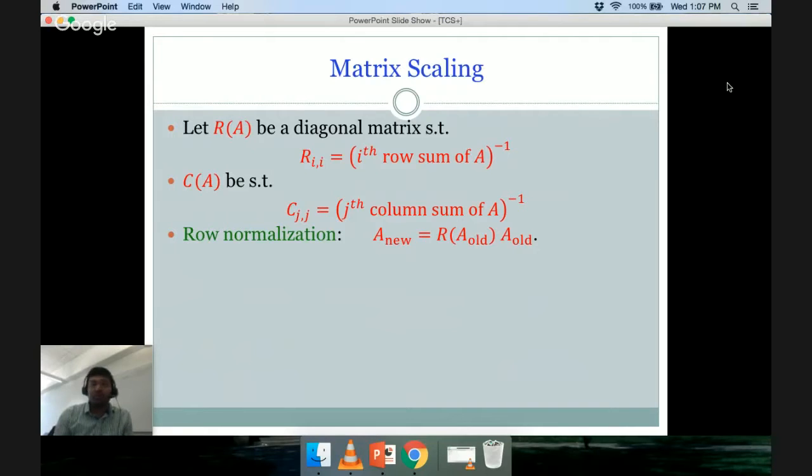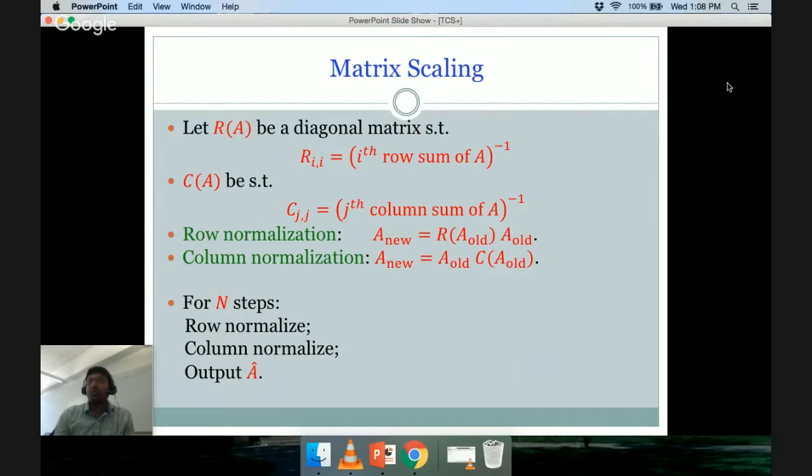When you do this, all the row sums of the new matrix are 1. Column normalization is where you normalize all the column sums to be 1. You multiply the old matrix with C of the old matrix. So these are the operations, row and column normalization. And now the iterative algorithm is really simple. You normalize the rows.